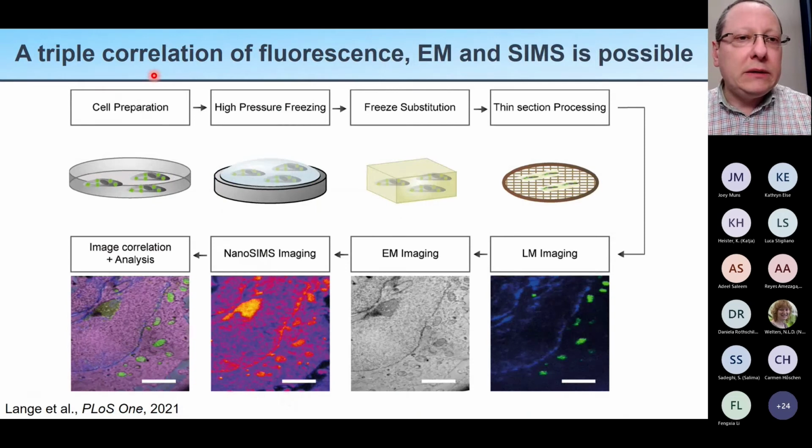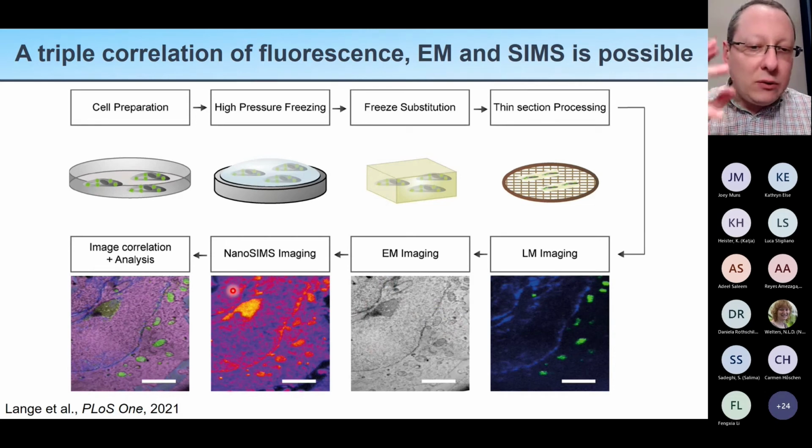You could also correlate triply. You could do fluorescence, electron microscopy, and SIMS. You could put your samples in a plastic that allows fluorescence. You cut them, you image in fluorescence, then you image in electron microscopy, then you image in NanoSIMS. Always the NanoSIMS has to be the last because it is damaging. It just burns your specimen away. So you should always use the NanoSIMS at the end. But you can get a nice triple correlation.